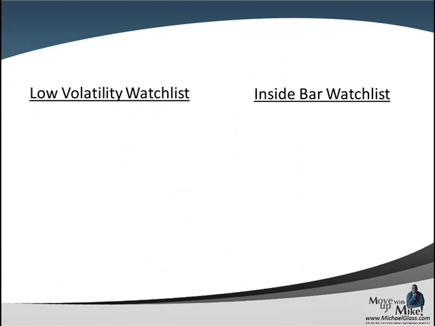As we come to our two watch lists, our low volatility watch list and our inside bar watch list, we currently don't have anything for our low volatility watch list, which is our 1 hour time frame using Bollinger Bands, looking for consolidation, but no candidates right now. Our inside bar watch list is talking about the range of the day, comparing it with the previous day. However, right now we do not have any candidates for that either.